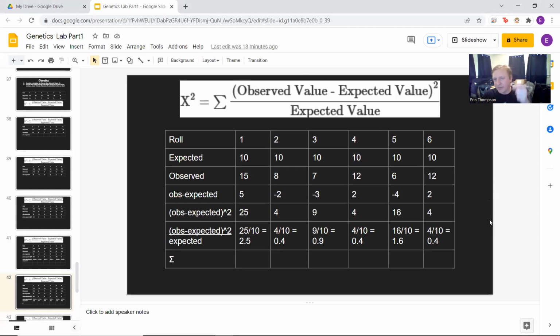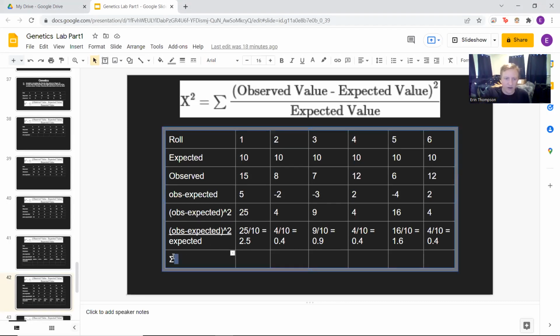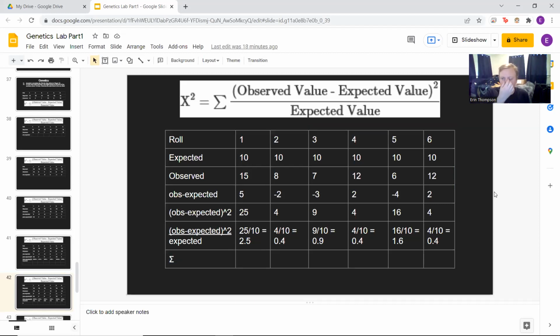What is the next step in determining our chi-square value? There's a hint right there. What do we do next? That's exactly right. We add all of these numbers together and we get like 5.81. Cool. Are we done? We just have this random number.